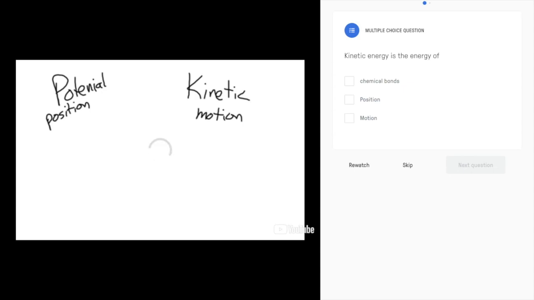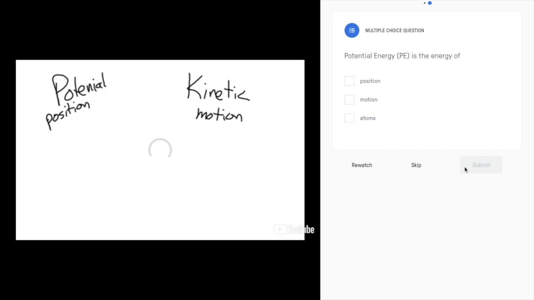All right, this is our next question. Kinetic energy is the energy of chemical bonds, position, or motion. Did you say motion? Let us try. Next question.